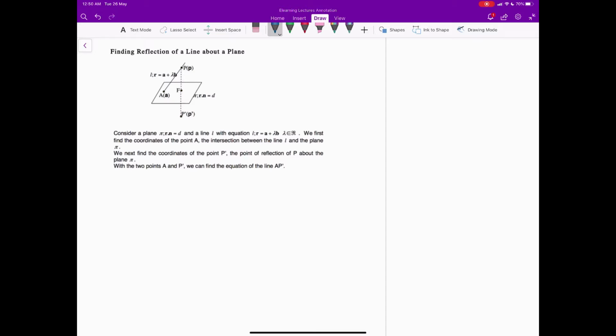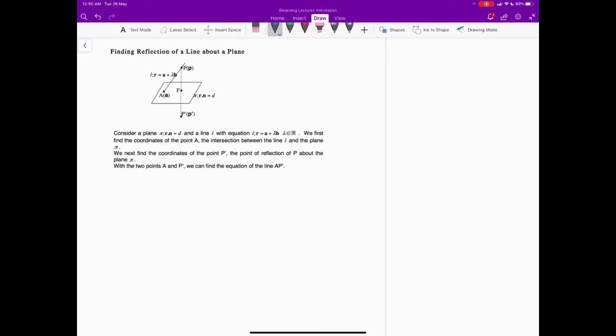Okay, the next part over here, we're actually finding the reflection of a line about a plane. Take note, this concept is highly tested in your school exams. The reason is that this concept tests you on almost everything in vector 3. They test you on finding the intersection between a line and a plane, finding the foot of the perpendicular, finding the point of reflection about a plane, and so on and so forth.